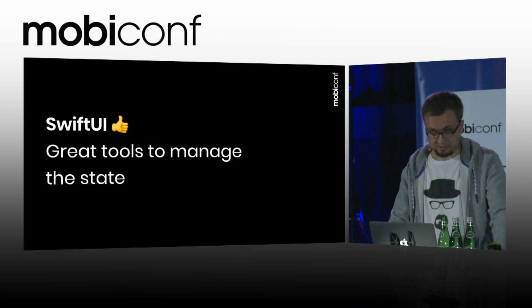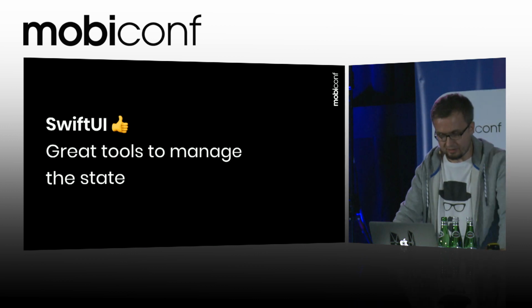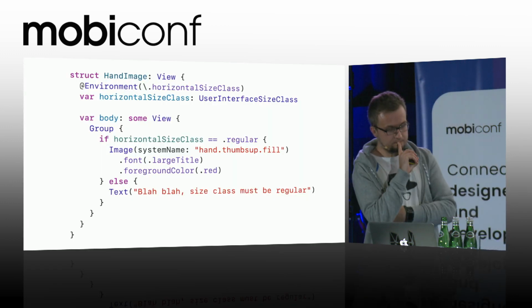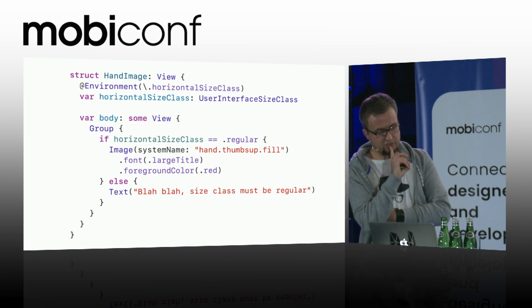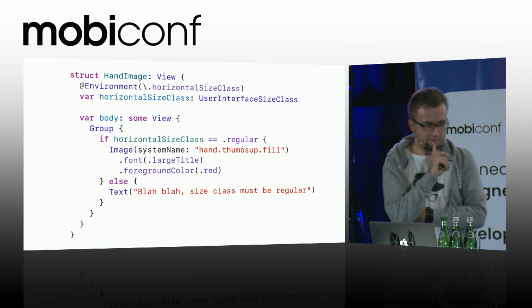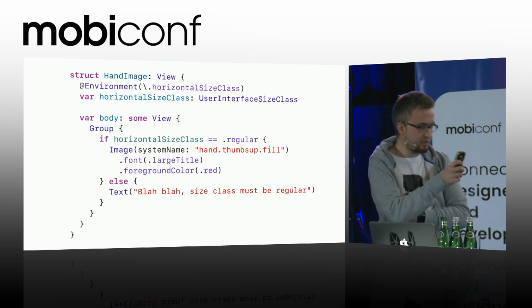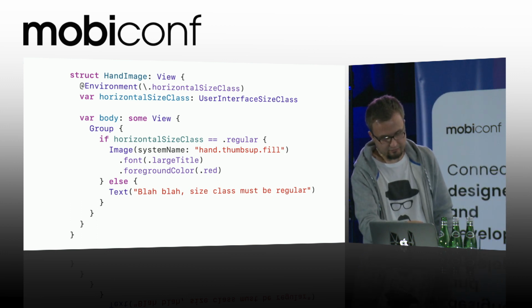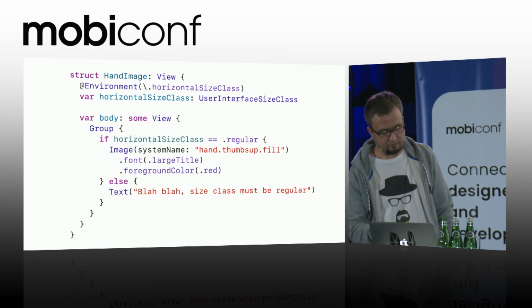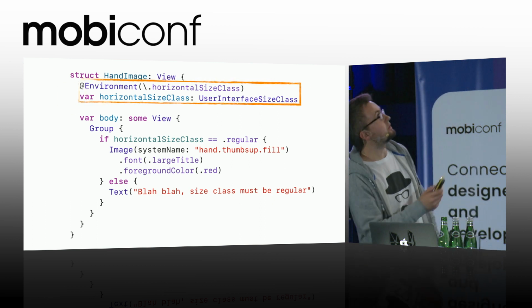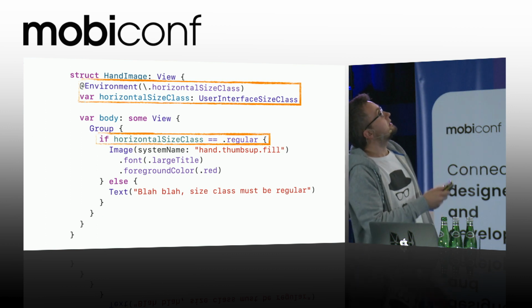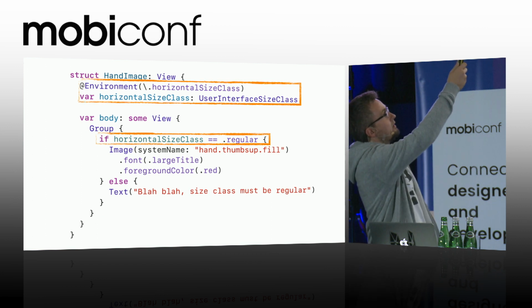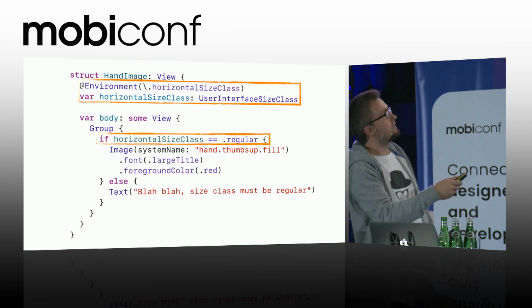There are some great tools to manage the state, not only @State and @Binding that I've shown, but also @Environment. What is @Environment? Well, this could be used as a dependency injection to inject objects from parent to the child, but in this case, we inject a system key path, horizontalSizeClass, to a property. And this code will actually react to the size class changes. If the horizontal size class changes to regular, this image gets redrawn. Otherwise, the UILabel, "size class must be regular," gets rendered on the screen.